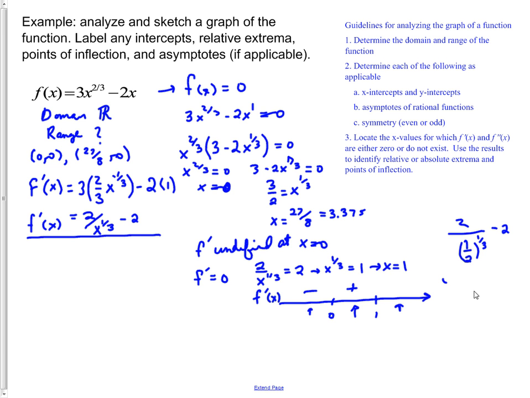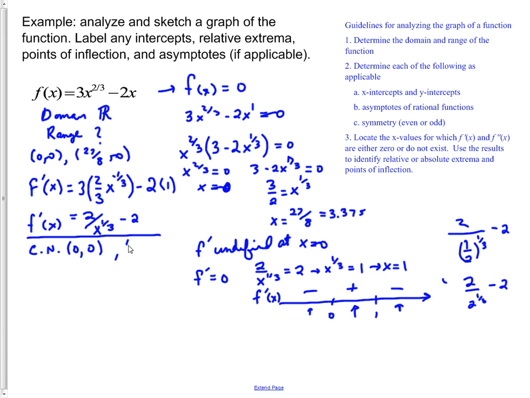Let's test 2. What's going to happen there? Well, that would be 2 over 2 to the 1/3 minus 2. And if you work that out carefully again, get a decimal, you'll see that you get a negative number there. So in fact, we have two intervals where we're decreasing, one interval where we're increasing. So it's a function that is going to have a critical number at 0, 0. We have our undefined derivative point, and at, I'm sorry, not 27/8, 1, 1, right? 1, 1 is our critical number.